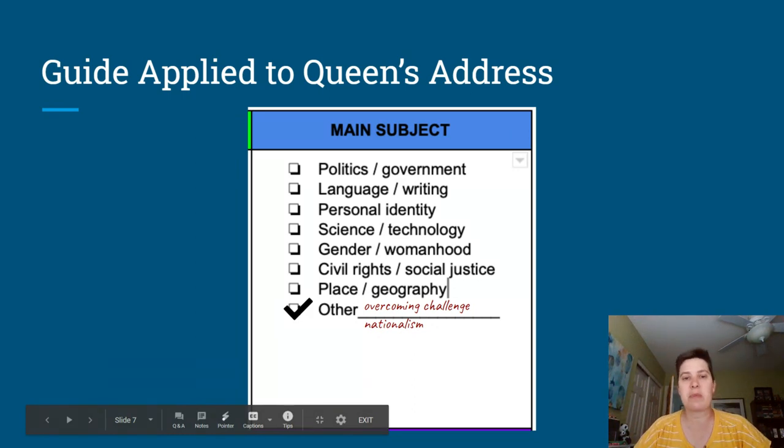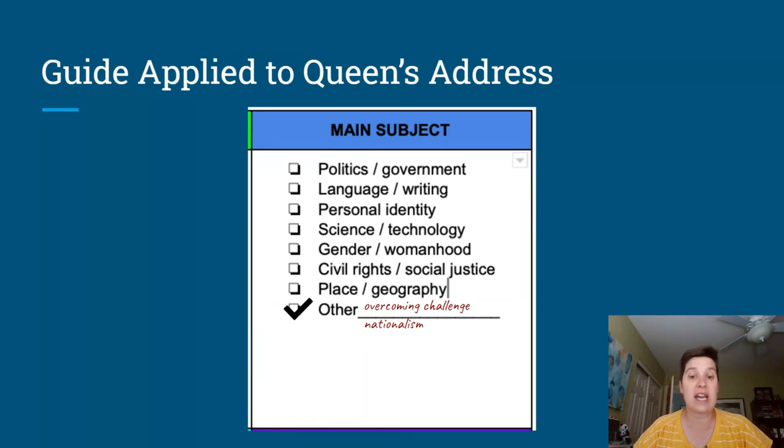So the main subject for this particular speech is nationalism. It's unity of the British country and countries. And it's also dealing with overcoming a challenge, which is the coronavirus, the COVID-19, as well as the stay at home. She does acknowledge that the stay at home edict is very difficult to follow, but it is necessary at this time. So she does address overcoming a lot of challenges that this pandemic is causing, as well as inciting a sense of nationalism among her people.